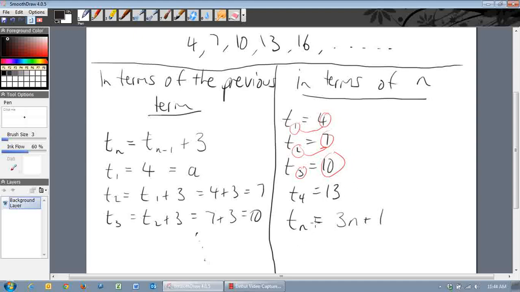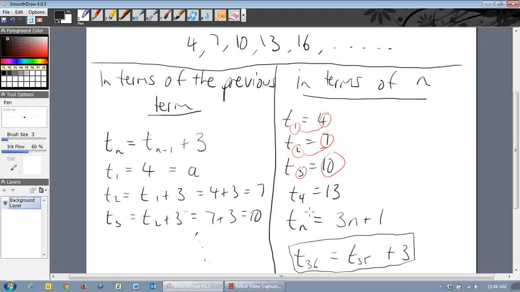Why is it more powerful? Because say you're asked to find T36 or something like that for this sequence. If you wanted to use the previous term, then you'll have to find what T35 is and then add 3 to it. Then how do you find term 35? Well, then you've got to work back and look at the 34th term. How do you find the 34th term? You've got to look back. So this can be a very tedious way to do it.